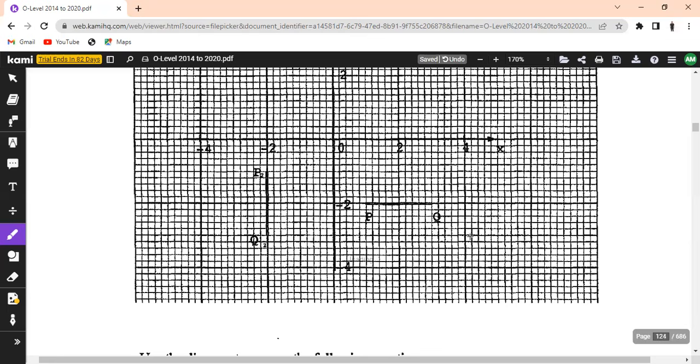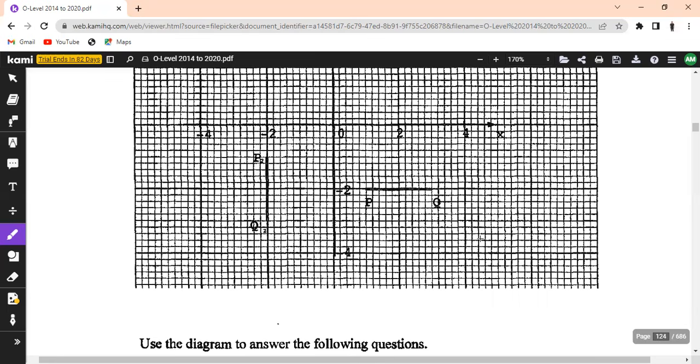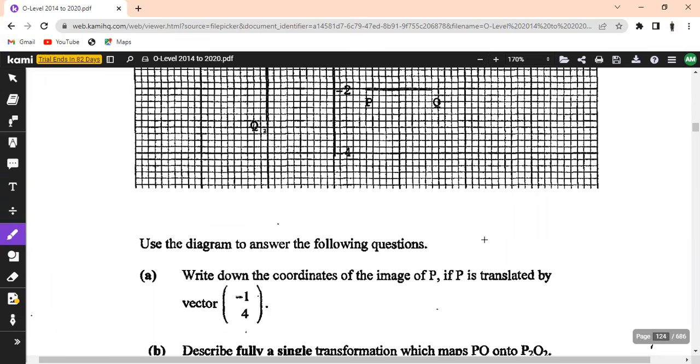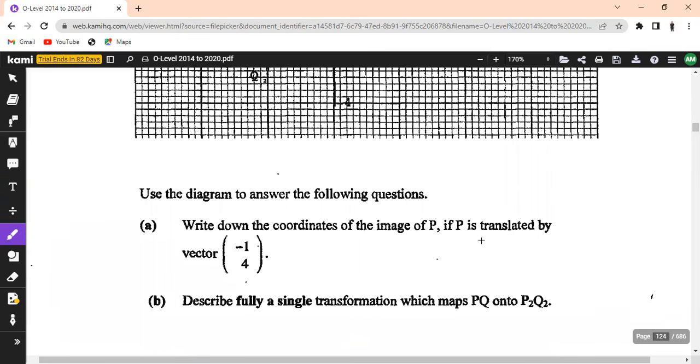And we are given this graph, guys. It's not even accurate, it's not very clear. Write down the coordinates of the image of P if P is translated by vector minus 1, 4. So what are the coordinates of the image of P translated?